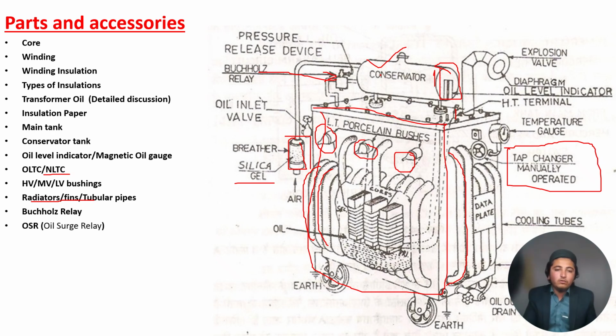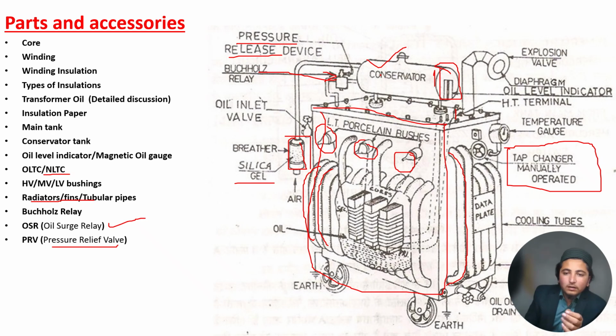The next one is OSR, oil surge relay. Here is the oil pressure relay. It is a pressure release device, not an oil surge relay. In this transformer there is no oil surge relay. The oil surge relay is basically used for oil pressure measurement, to see how the pressure and the temperature of oil are operated.